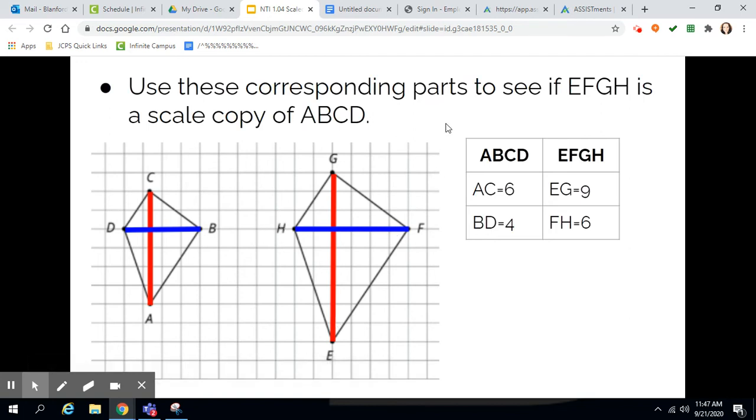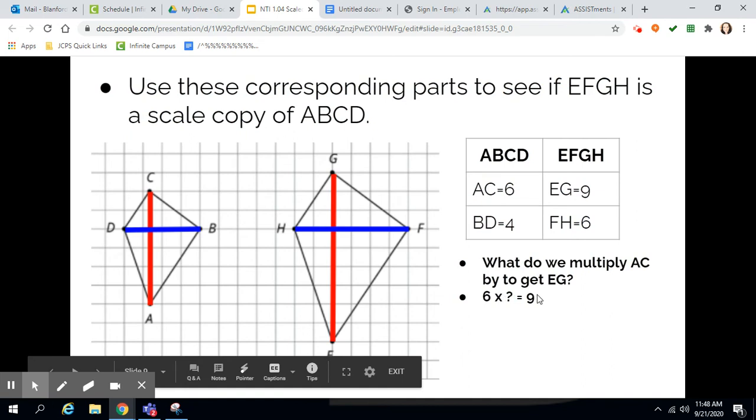So if I want to find out if these are a scale copy, I have to figure out, did I multiply the original lengths by the same thing to get the copy? So to do that, we're going to have to figure out in the first one, what do we multiply AC by to get EG? So in my mind, I'm thinking, what times 6 equals 9? And I don't know that off the top of my head. So I know if I want to find out 6 times what is 9, I can do 9 divided by 6, and that will tell me this missing piece.